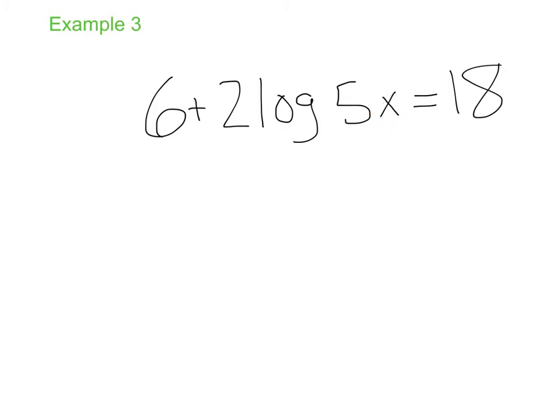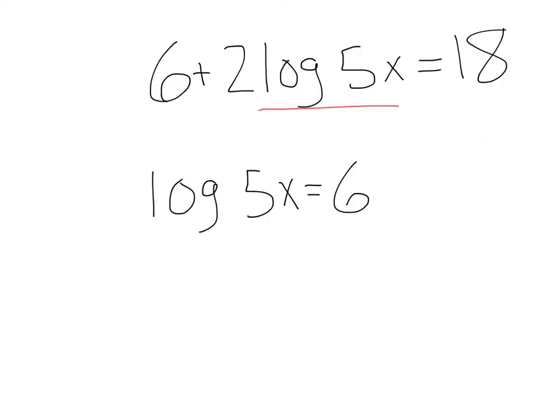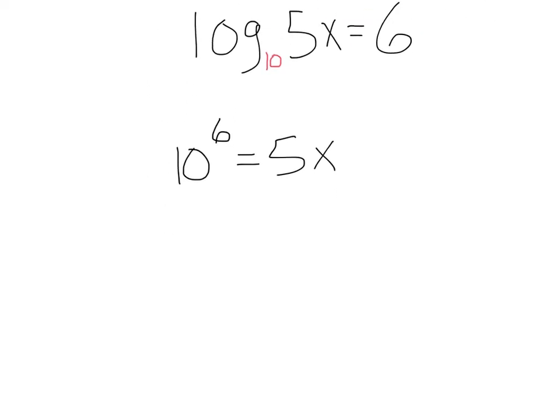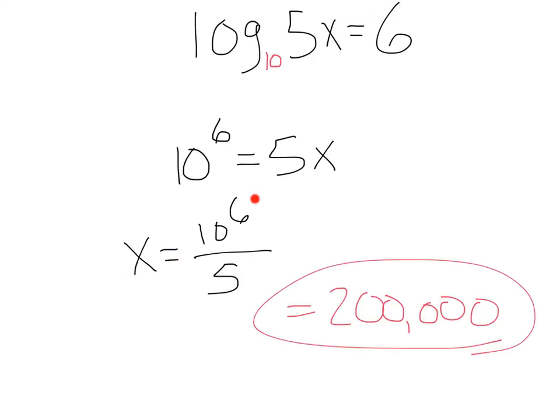Here we've got 6 plus 2 log 5x equals 18. Well, if we want to get x by itself, first let's go ahead and isolate this whole log 5x. So if we subtract 6, divide by 2, we're going to get log 5x equals 6. Now, since we don't have a base here, we have an assumed base of 10. That's always the case with logs. Now we can change our logarithmic equation to an exponential. That's going to give us 10 to the 6th power equals 5x. Solving from there, we've got x equals 10 to the 6th divided by 5, or 200,000.